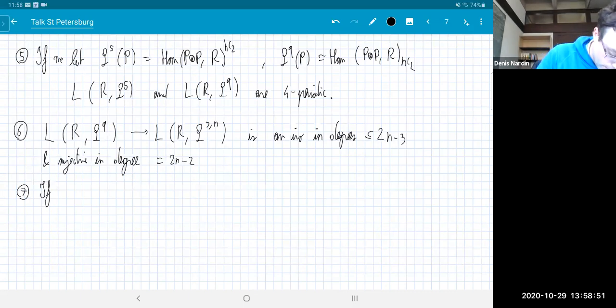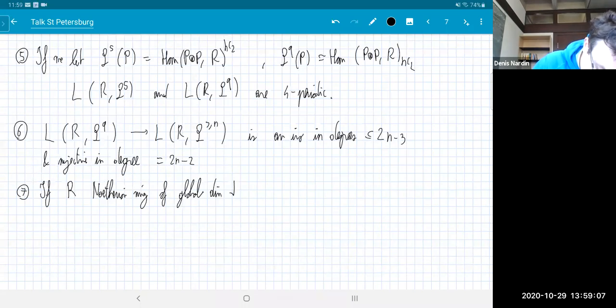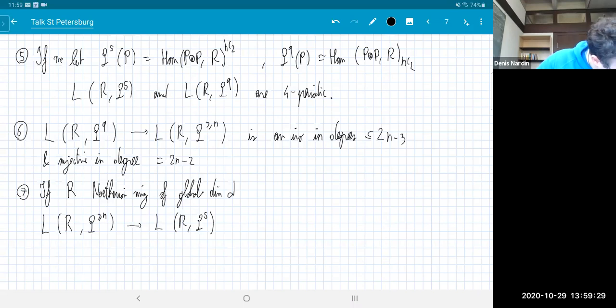And the most important of all, because it's the one we're going to use to compute the Hermitian K-theory of Dedekind domains, if R is a Noetherian ring of global dimension D. So think about the case when R is a commutative regular Noetherian ring of Krull dimension D. For example, we have this map from this guy to this homotopy symmetric one, which is iso in degrees.